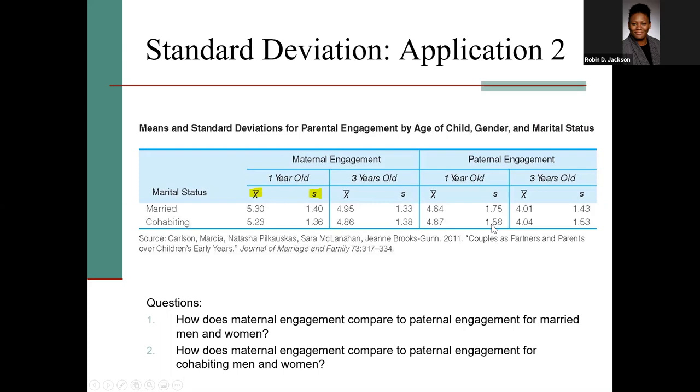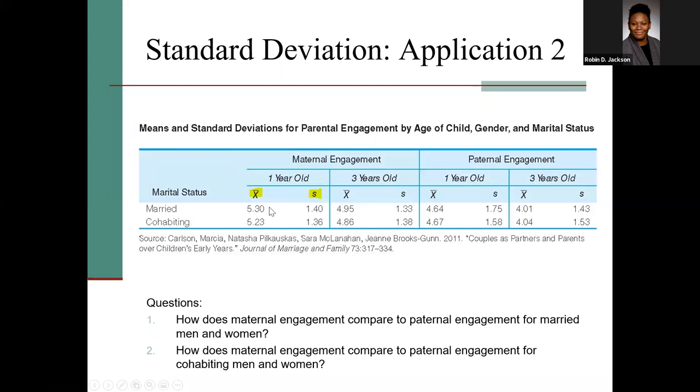So hopefully that makes sense, because the ultimate question is, and this is why we look at standard deviation, we're wanting to answer the question: how does maternal engagement compare to paternal engagement for married men and women? So in this instance, you don't have to look at just the maternal engagement between married and cohabitating women. You could actually look at maternal and paternal engagement for married men and women.